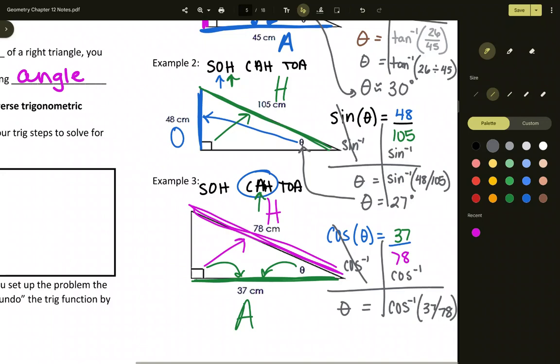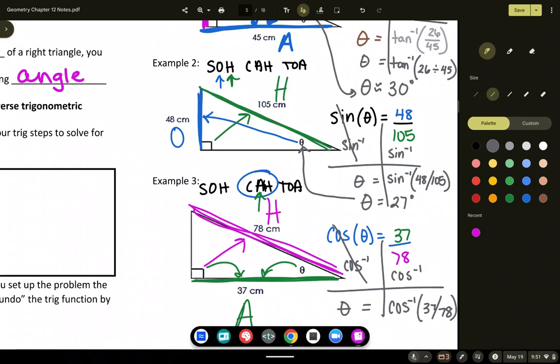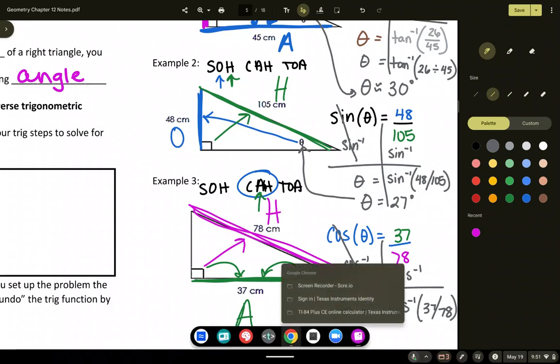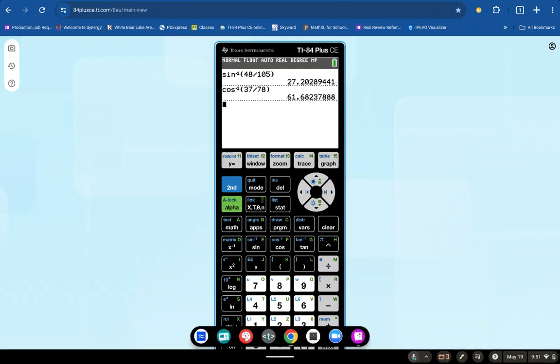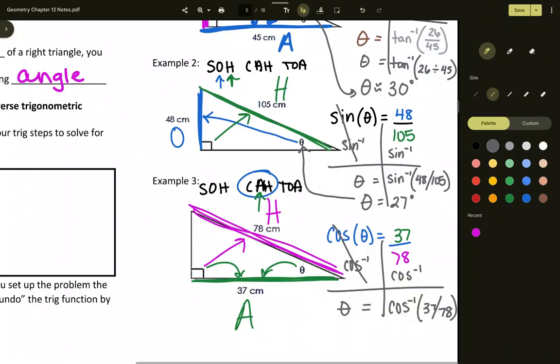And then I'm just going to punch that into my calculator. Inverse cosine 37 divided by 78 equals. So this one would round to about 62 degrees. That would be this corner right here.